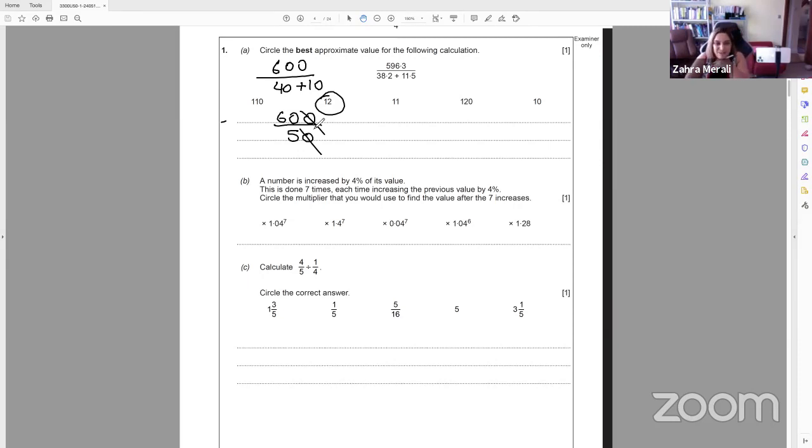Right, now we've got a number is increased by 4% of its value. We're told it's done 7 times. So every time it's 4% bigger, then another 4% and another 4%. So whenever we increase something, in terms of percentages, when you see increase, it means you're taking the full amount, the 100%, plus an additional 4%. So that's 1.04. And we're now told it's 7 times. So it's going to be 1.04 to the power of 7, because you're going to keep multiplying it.